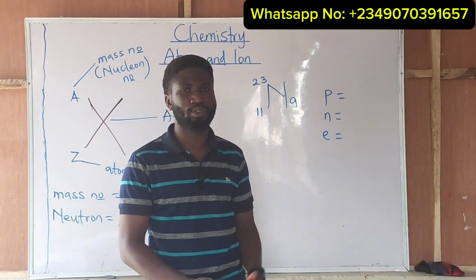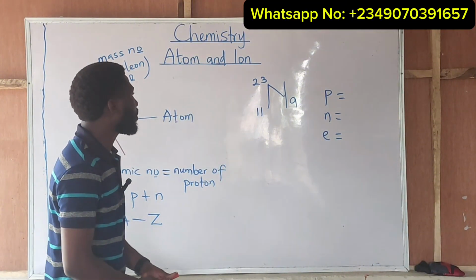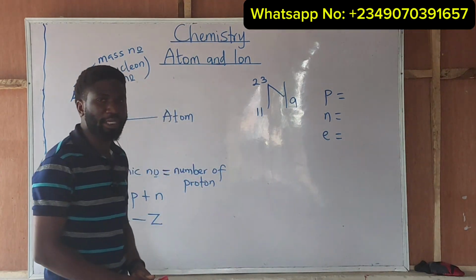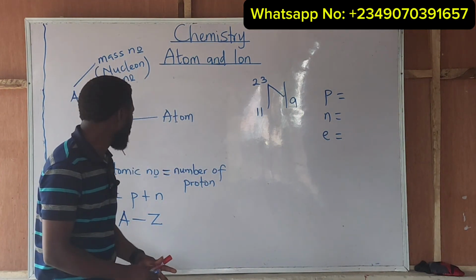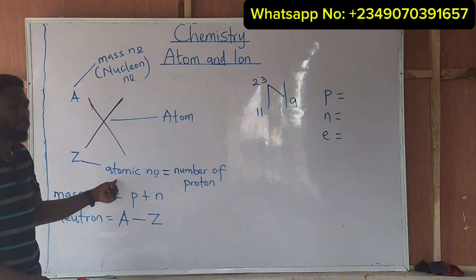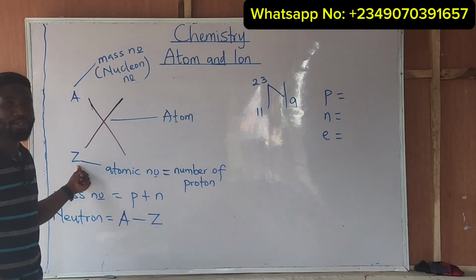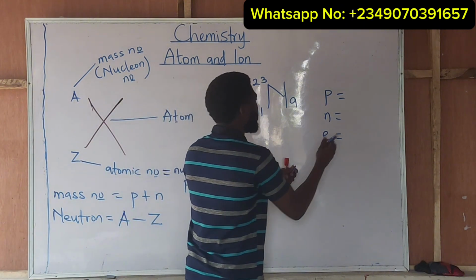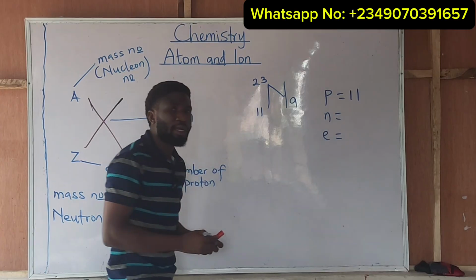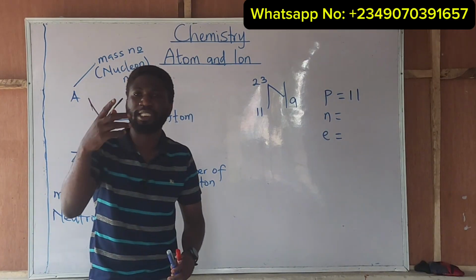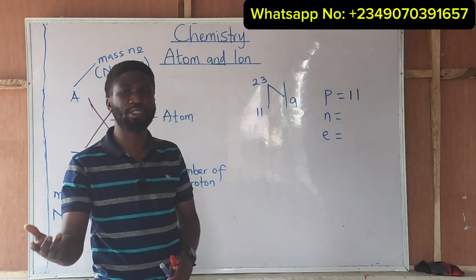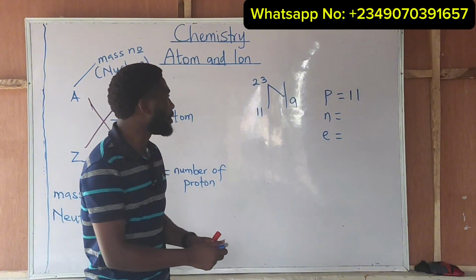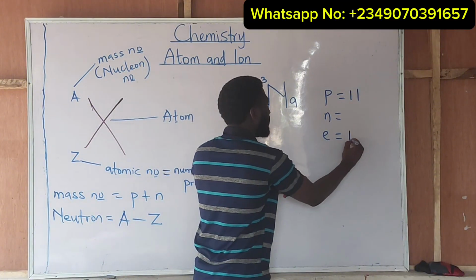So let's get to answer this. What will be the proton here? The proton, for what we have here, represents the atomic number, which is Z. So here now the proton here is 11. And because I said for any uncharged atom, the number of proton is always equal to the number of electron, that means electron too here will be 11.